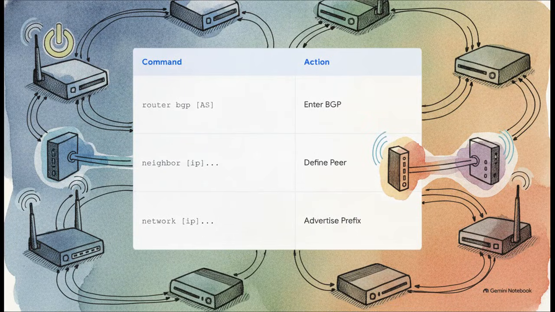Let's go ahead and translate this into our command line vocabulary. When you type router BGP, followed by your AS number, boom, you're sparking the BGP process. Typing neighbor with a remote AS points directly across the wire to say, hey, you are my peer. And finally, network is basically your megaphone. It's how you announce your specific prefix to the rest of the world.